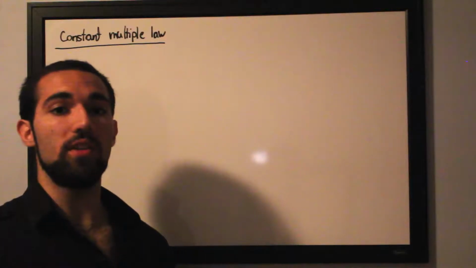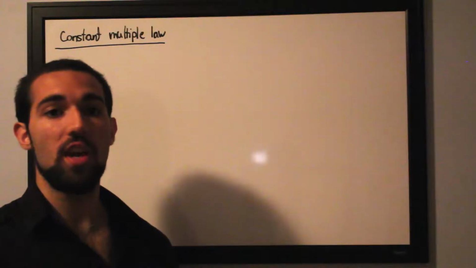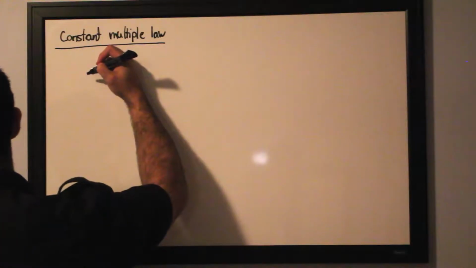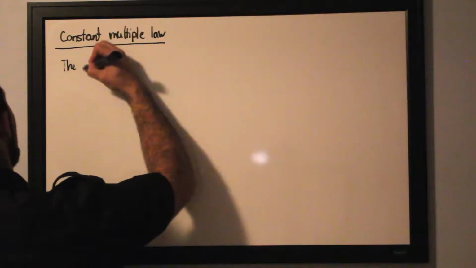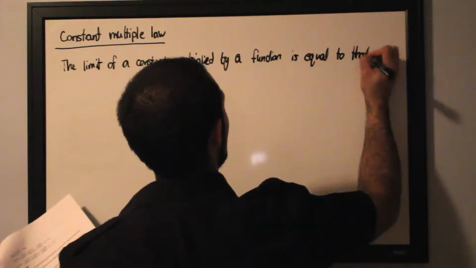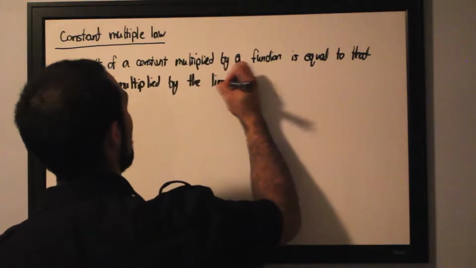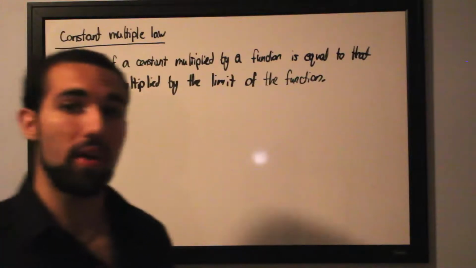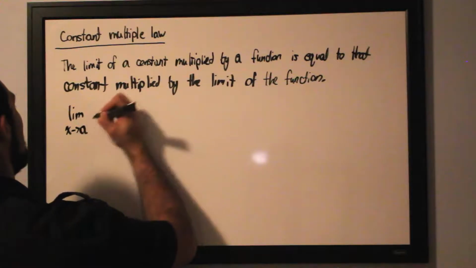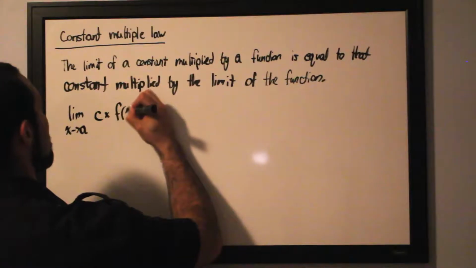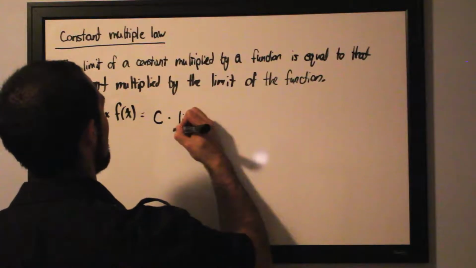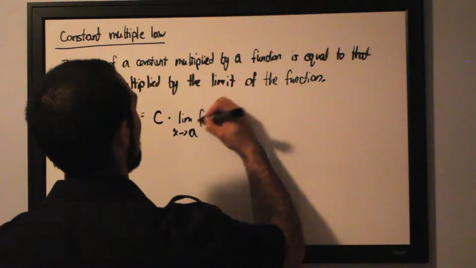The constant multiple law says that you can take the limit of a function that's multiplied by a constant by taking the limit of that function and then multiplying it by that constant. So in words, we can write it out as the limit of a constant multiplied by a function is equal to that constant multiplied by the limit of the function. In formula form, the limit as x approaches a for c times f of x is equal to that same c times the limit as x approaches a for f of x.